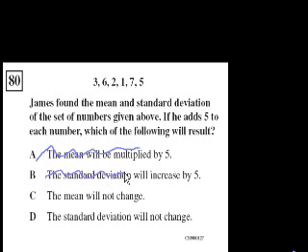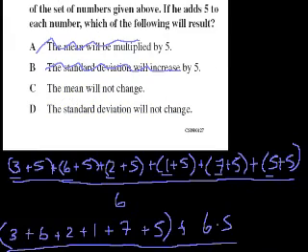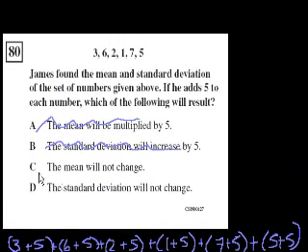So that's not right. The mean will not change. Well, no, we know that the mean will change. I just showed you that the mean will actually increase by 5. Right? When all the numbers are increased by 5. So that's not right. So we already know that D is probably the answer, but let's make sure. The standard deviation will not change.